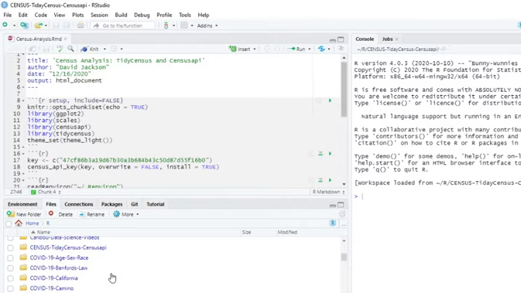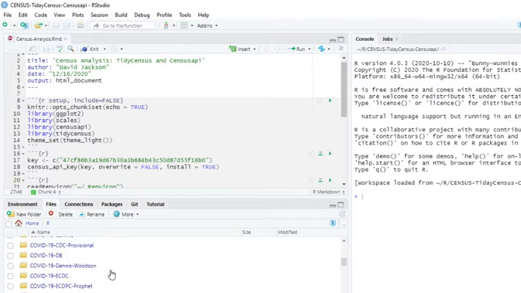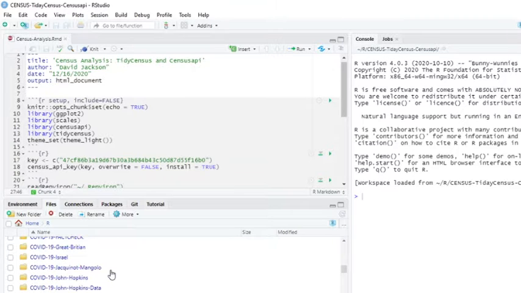search for their age and sex data. Is that it?